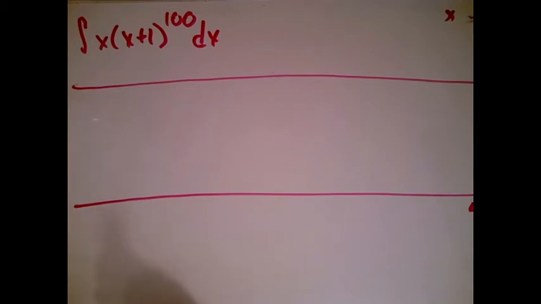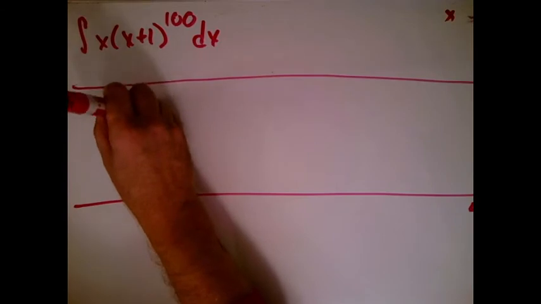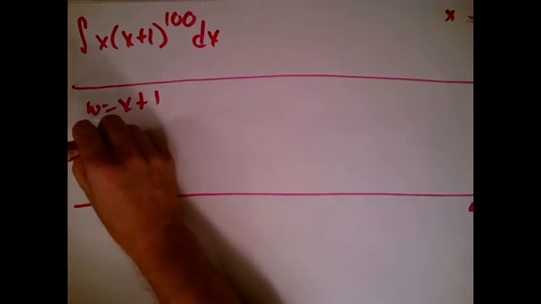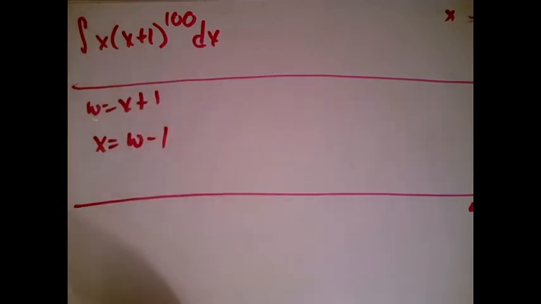Now, the procedure says find an inside function. Well, since we already actually tried to do this by guess and check, we know that the inside function should be x plus 1. Now, for what it's worth, in almost all of these problems where substitution is necessary, solving for x is also going to be necessary. So I'm going to solve for x. I'm going to write down that x equals w minus 1 like that.